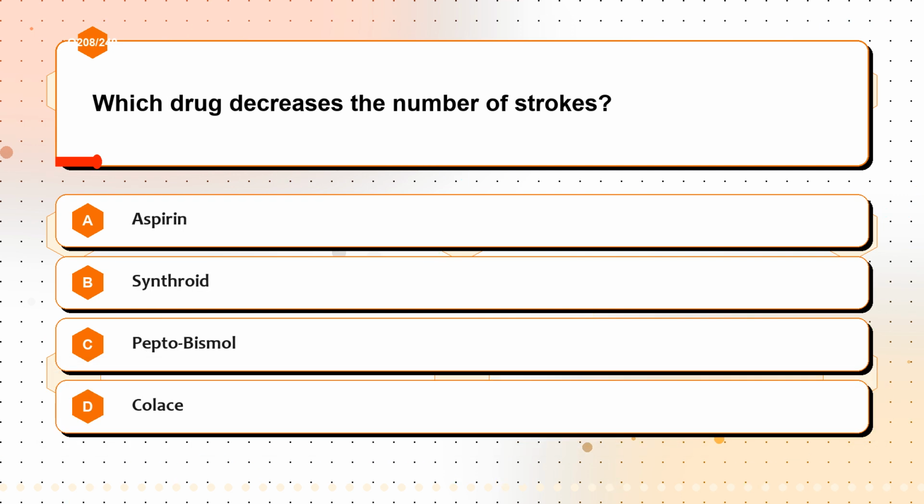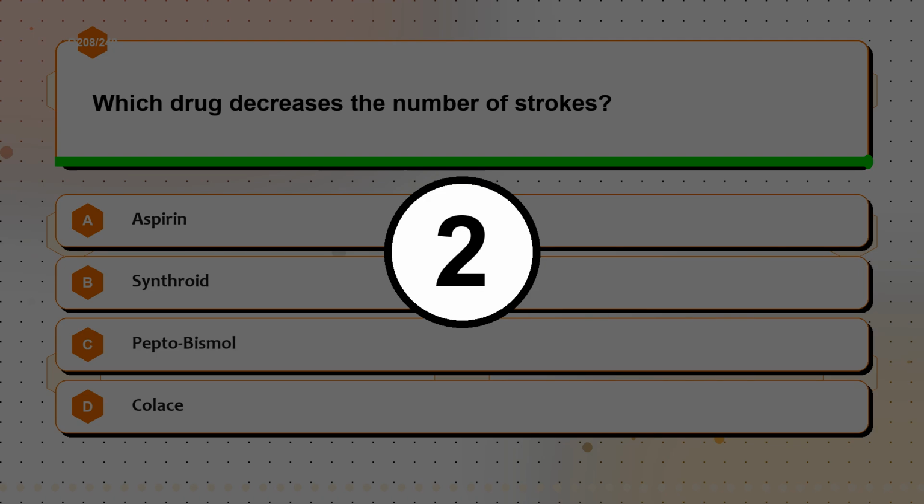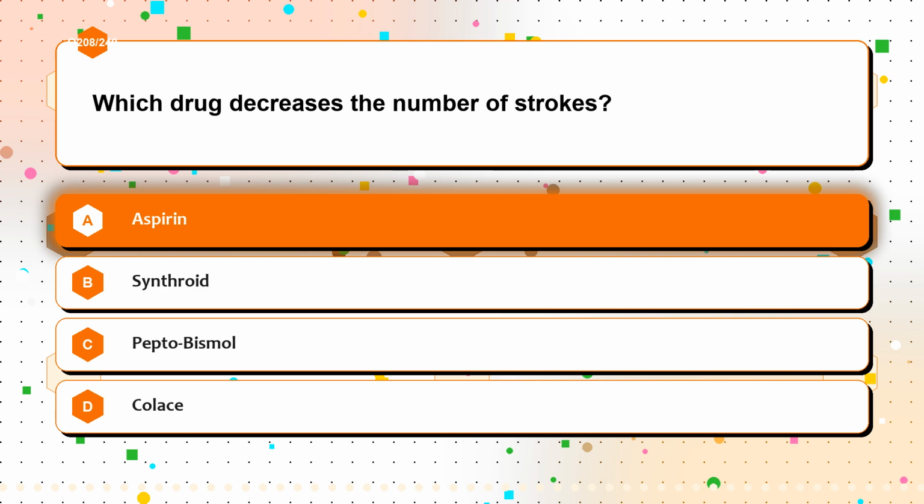Question 208. Which drug decreases the number of strokes? Here are the options. Option A, aspirin. Option B, Synthroid. Option C, Pepto-Bismol. Option D, Colace. The correct answer is option A, aspirin.